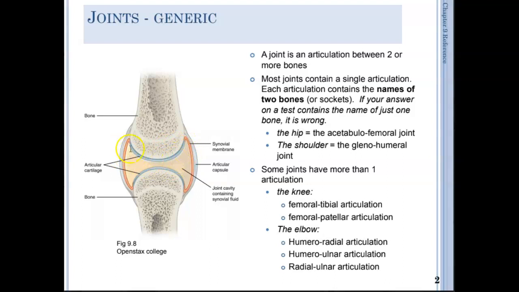Your joints have articular cartilage that surrounds the ends of the bones to help protect them. This is the articular capsule, this whole structure right here. Then you have the synovial membrane that basically encapsulates that capsule and holds it together. Inside you have the synovial fluid, which provides lubrication for the bones so that it reduces the amount of friction and grinding that occurs.